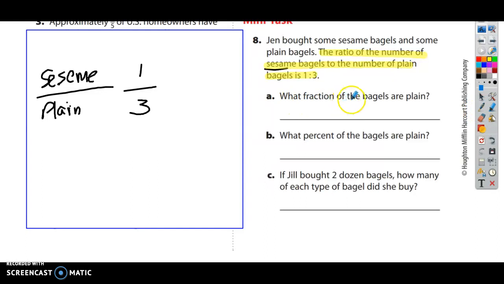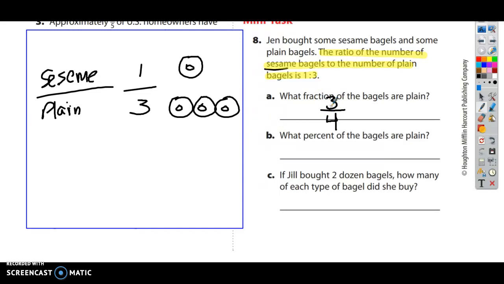And then it says what fraction of the bagels are plain. Well, this right here kind of looks like a fraction, but it's not 1 out of 3. Because it's actually how many plain bagels are there. Well, I'm going to draw a picture. 1 sesame bagel would look like this. And 3 plain bagels would look like this. Well, how many bagels is that? It's 4. So how many total bagels are there? There's 4. And how many of them are plain? 3 of them. So the answer to A is 3/4.